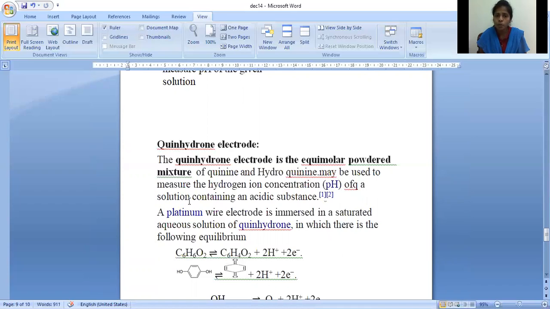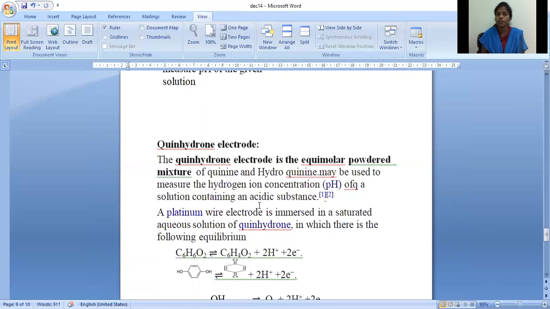It can be used to measure the hydrogen ion concentration and the pH of a solution containing an acidic substance. It is used to find the H plus ion concentration. But where are H plus ions present? H plus ions are present only in acid. So it is applicable only for acidic solutions. That means we can't use this quinhydrone electrode in basic conditions. We can use it only in acidic conditions to find the H plus ion concentration and also the pH of the given solution.